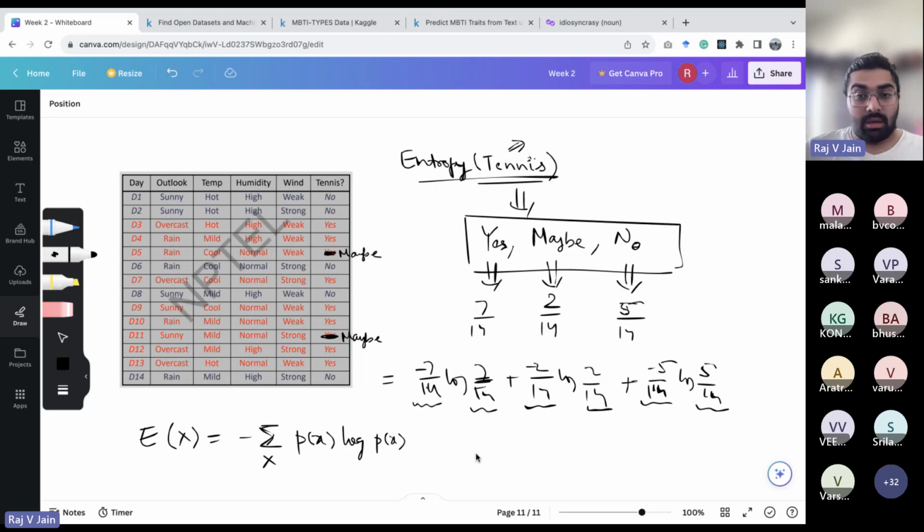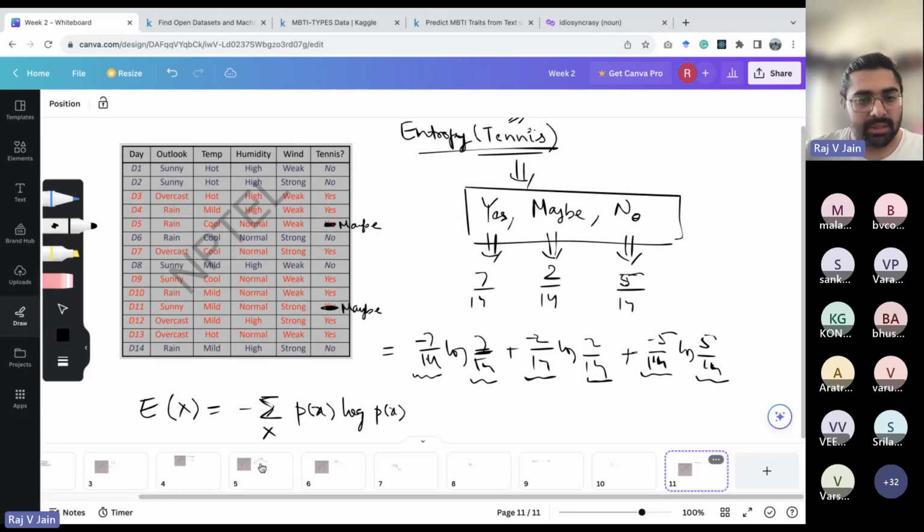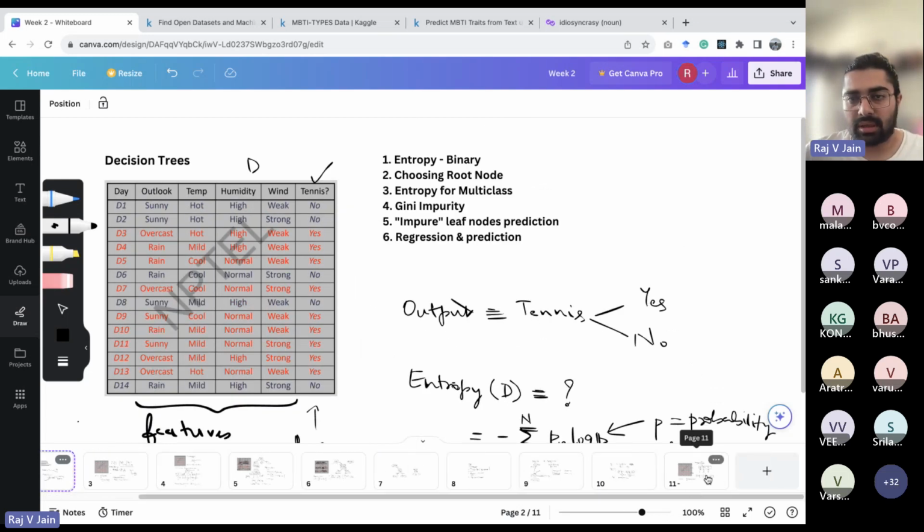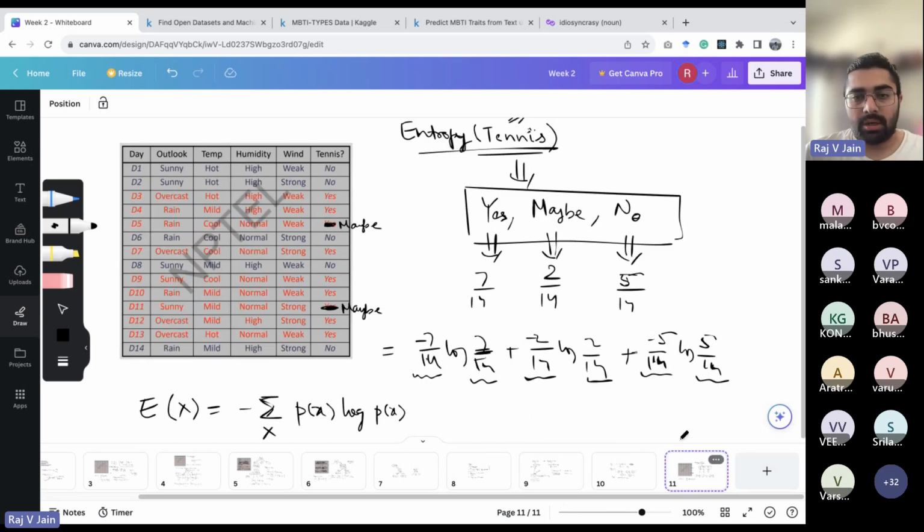Okay. Fine. Then what else do we have? Yeah, Gini impurity is the same thought process.